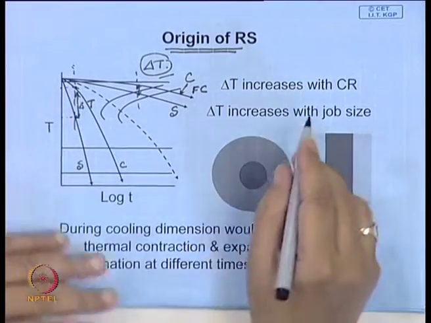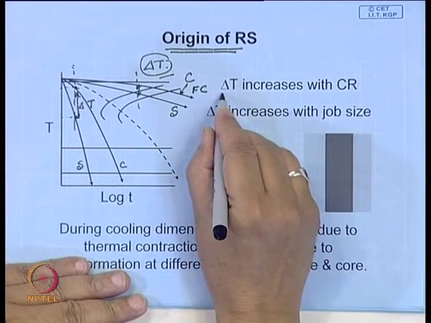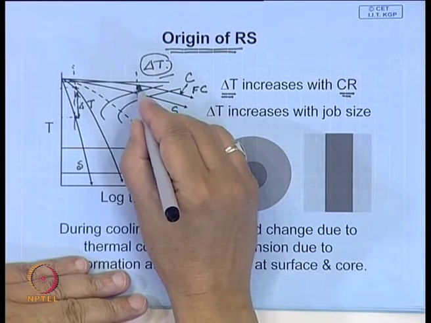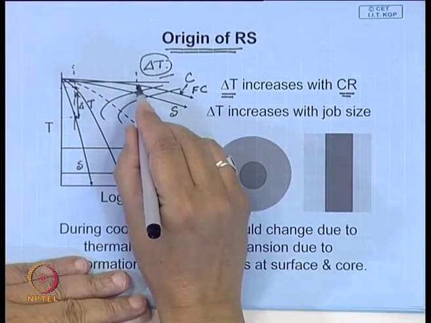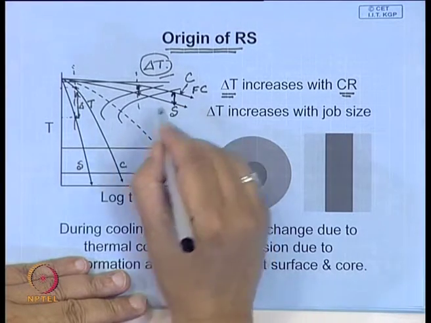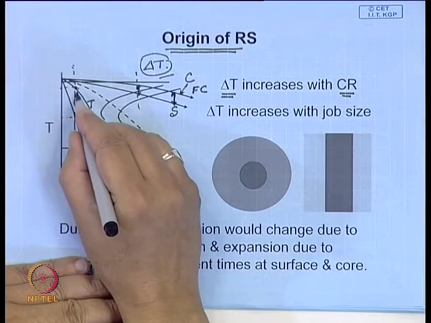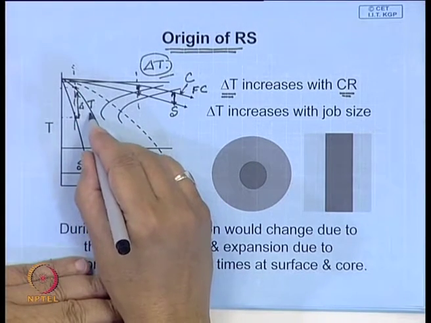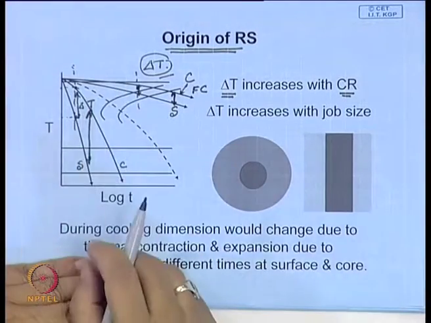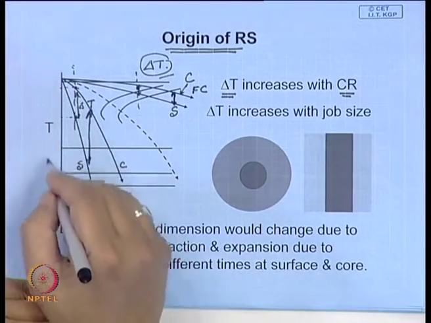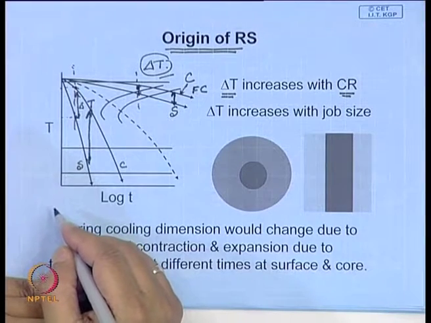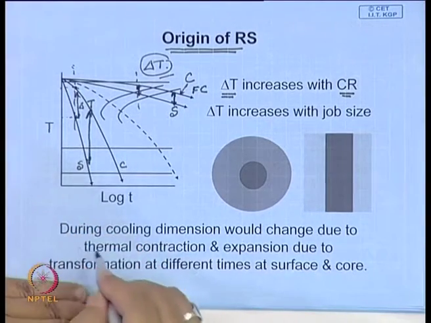And one can say that this delta T will increase with the cooling rate. Look here, this is the temperature difference at any instant between the core and the surface, whereas here you see the temperature difference is much larger. So, this job will be much more susceptible to residual stress as well as distortion.